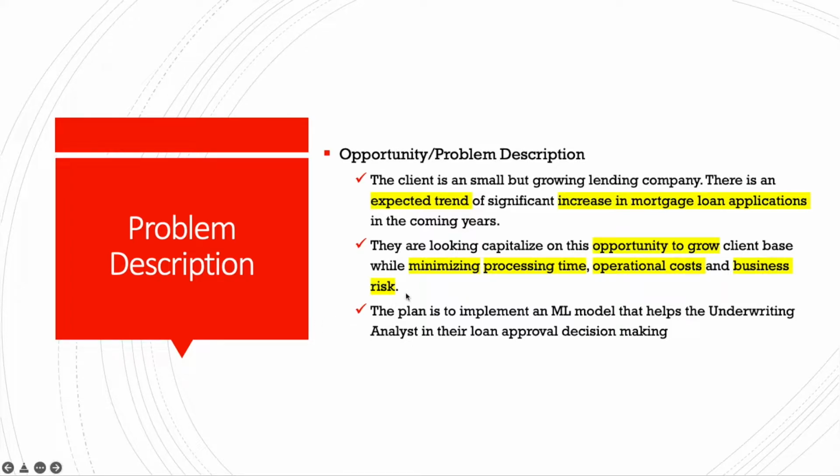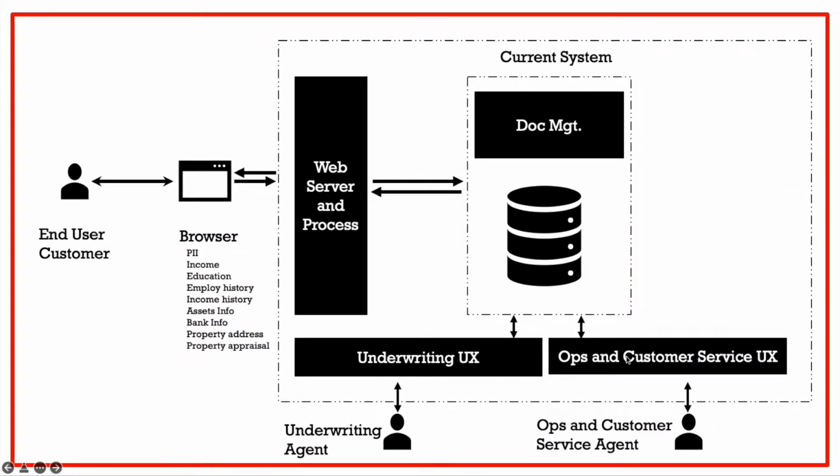Given that, the management is thinking of implementing an ML model that will help the underwriters in their loan approval decision making. Now let's move on to review what the current system looks like quickly. Primarily, the mortgage application process is a lengthy process. You submit a form, and after submitting the form, you have to gather additional information that you attach to your form. So it's a longish process to get your application ready for review by the underwriters.